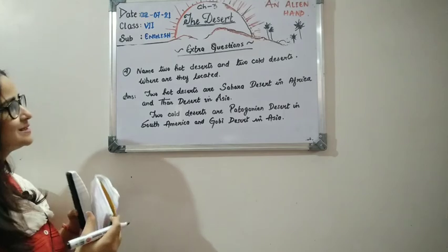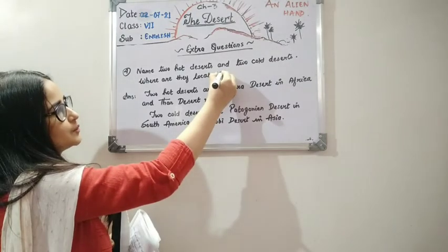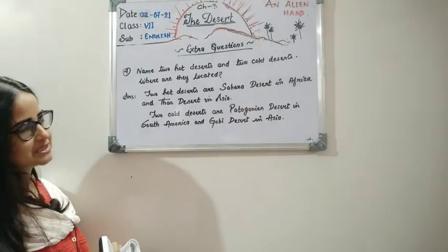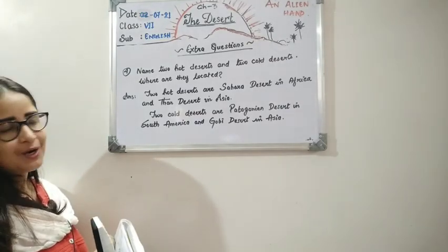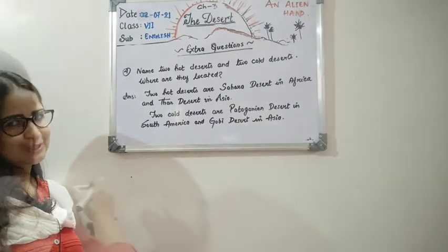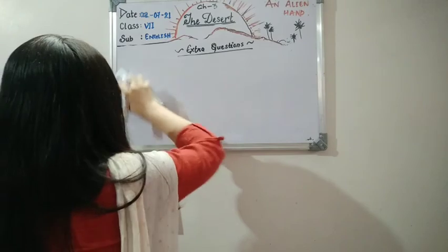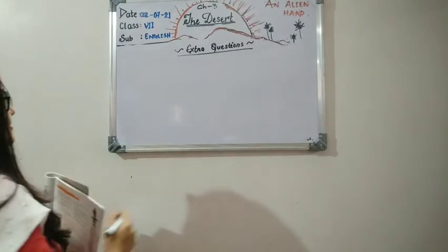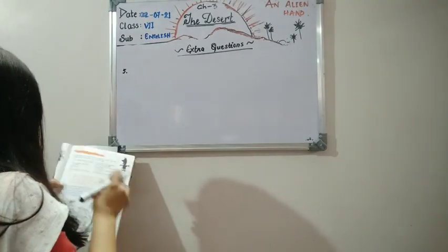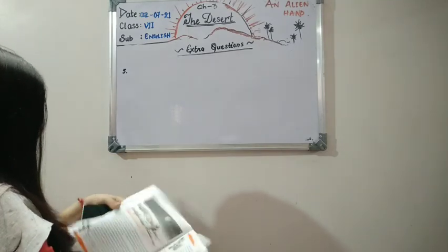So children, the question is, name 2 hot deserts and 2 cold deserts. Where are they located? 2 hot deserts are Sahara Desert in Africa and Thar Desert in Asia. 2 cold deserts are Patagonian Desert in South America and Gobi Desert in Asia. Number 5, I hope this is the last question. Because I found this question to be interesting, I am adding this also to our lesson.